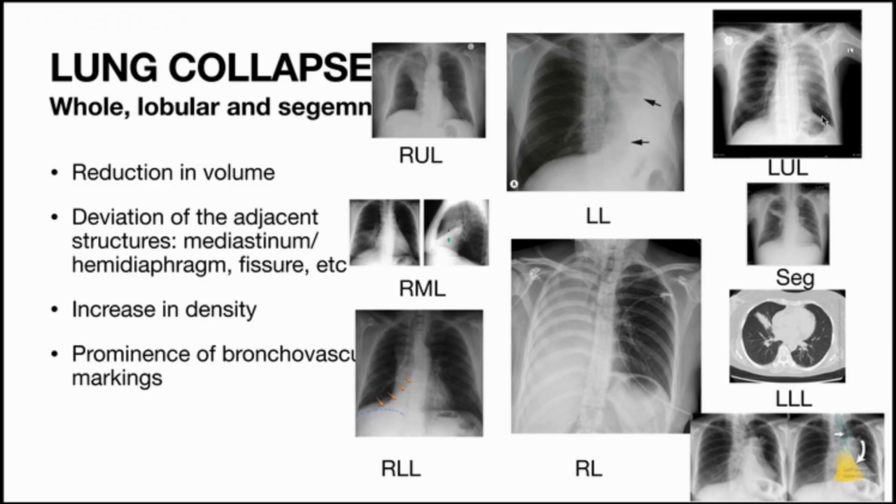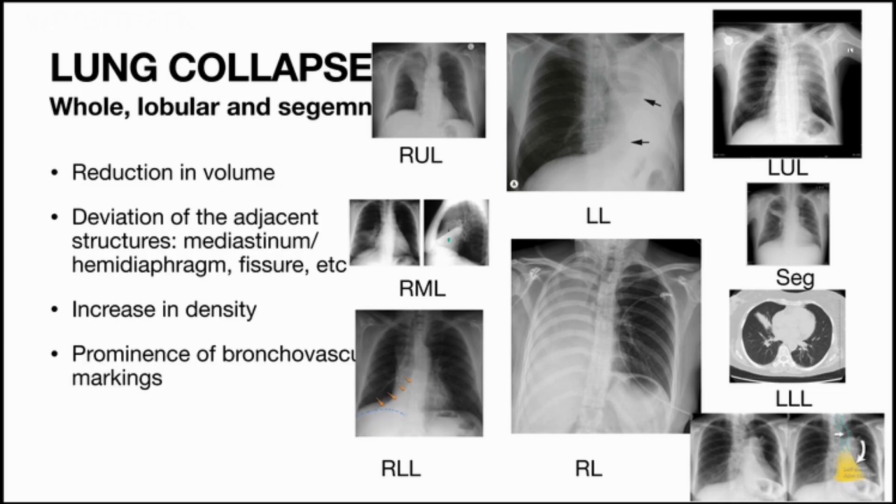On the left, we have two lobes. Again, the left upper lobe collapses with the veil sign. That's called the veil sign, reduction in volume, and then of course we have the trachea deviated to that side. The segmentals are best seen on the CT scan, and of course the left lower lobe collapses with a triangular shape just below the cardiac shadow. So, in a nutshell, this is when we have lung collapse, and the lung collapse may be segmental.